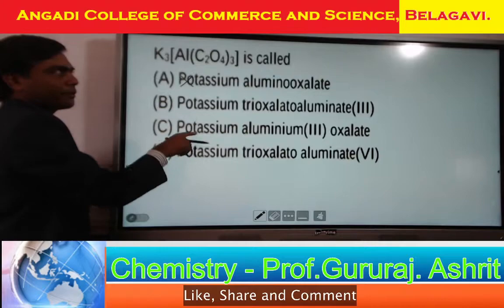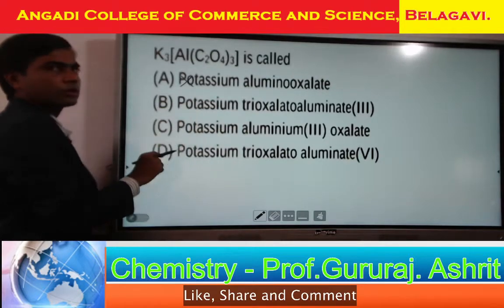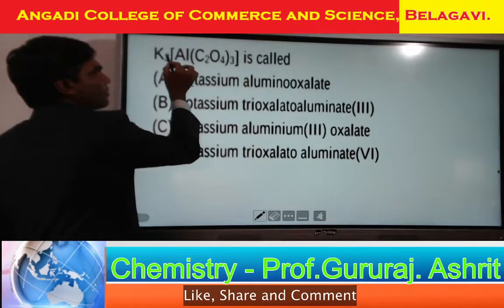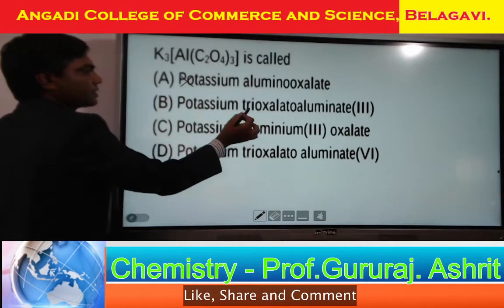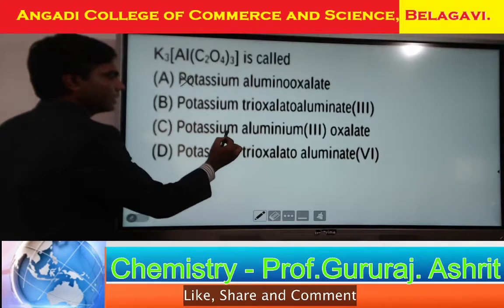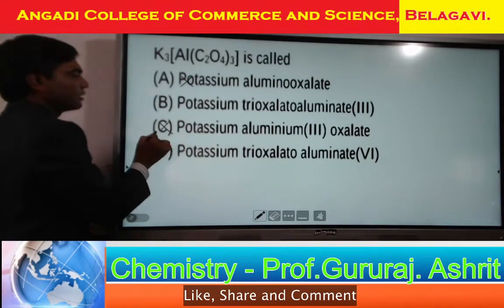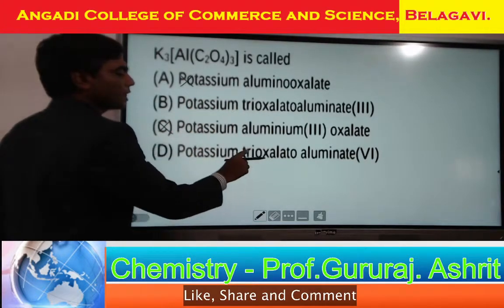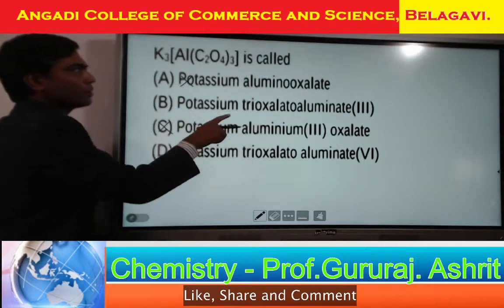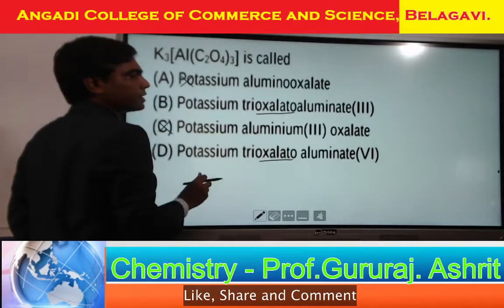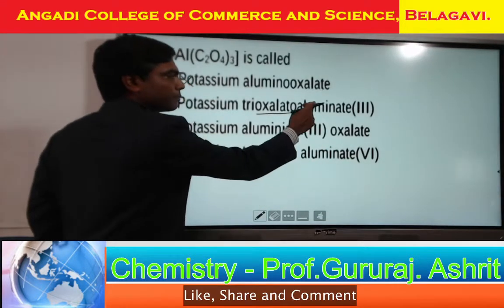So I am left with three options, then go for the rules. Here only one type of ligand is there. Your name should start with potassium, then tri. See the options: potassium tri, potassium aluminium, potassium tri. After this, tri is not there, so remove this option. I am left with only two, potassium tri, potassium tri. Next, what you have to find out is whether oxalato is present. Oxalato is there, oxalato is there. Next aluminate, aluminate. Both are correct.